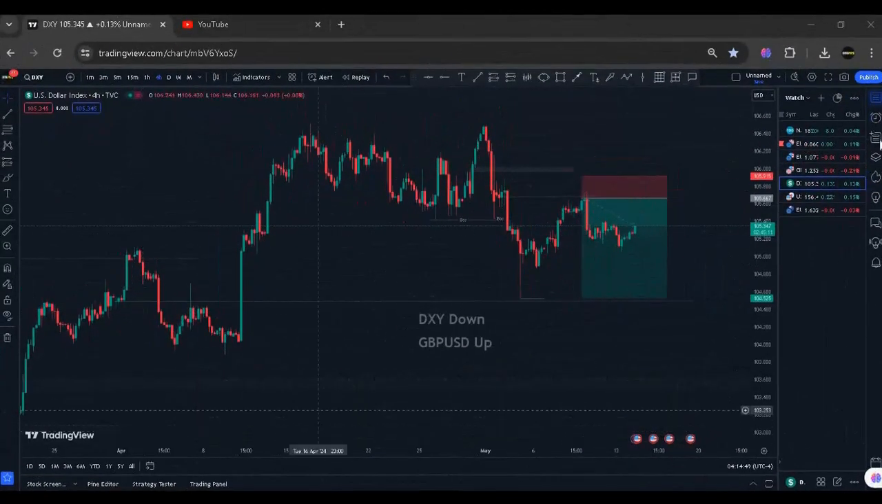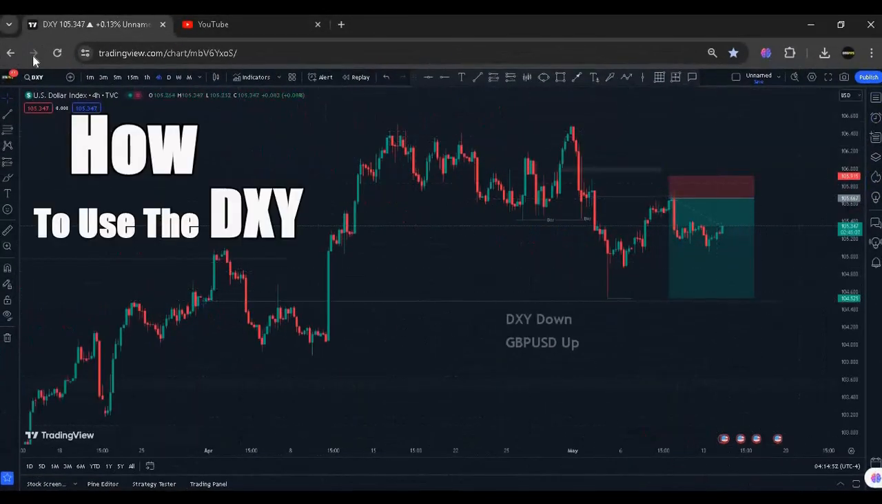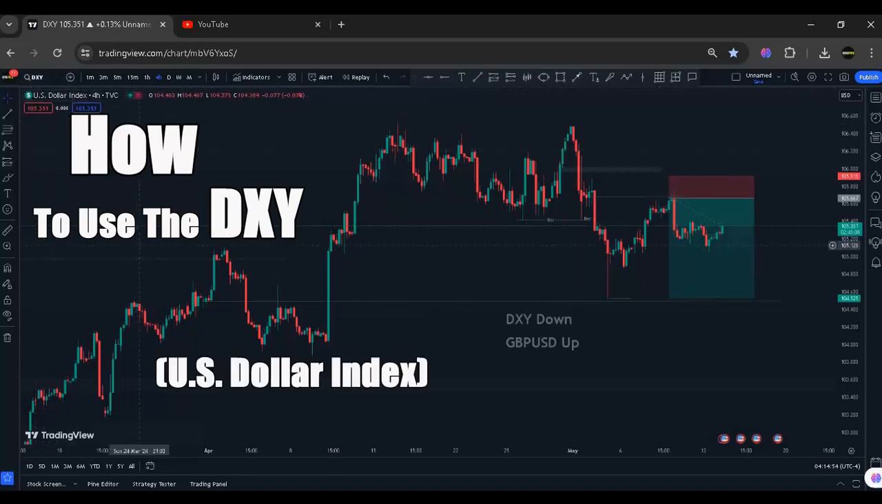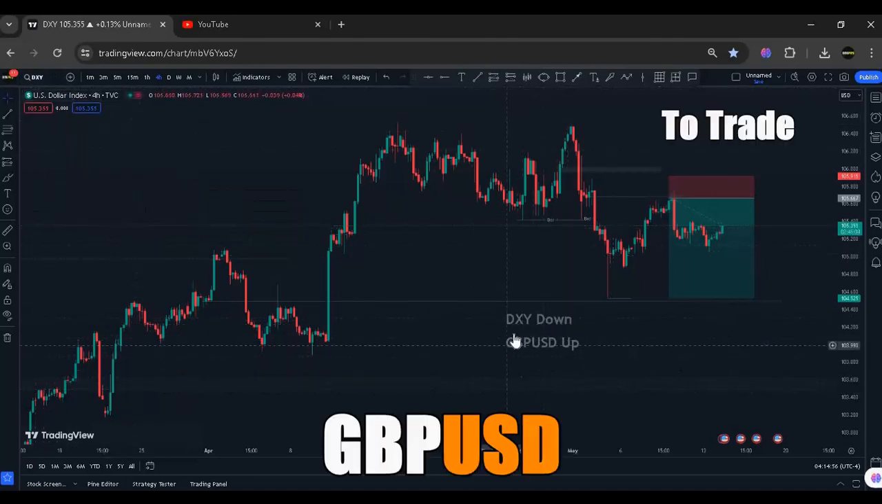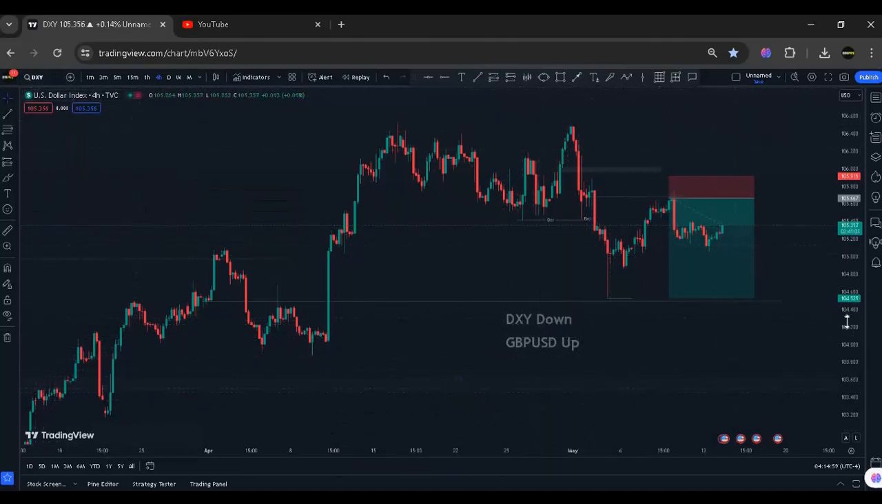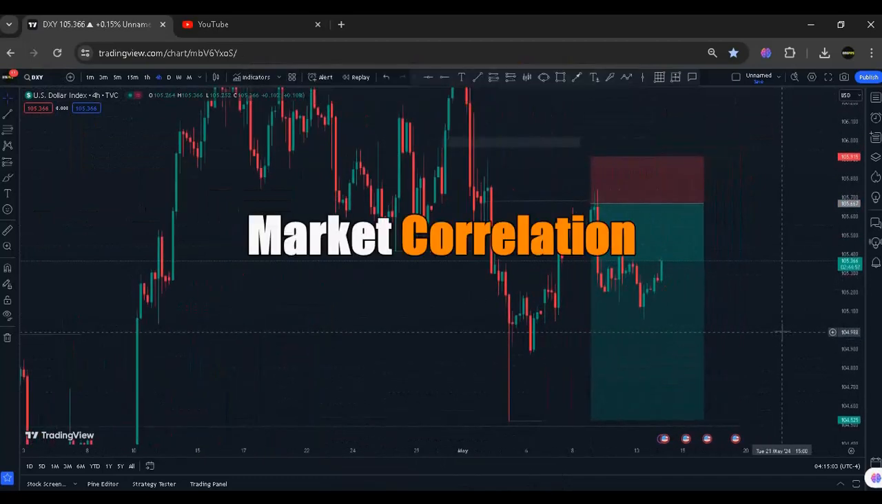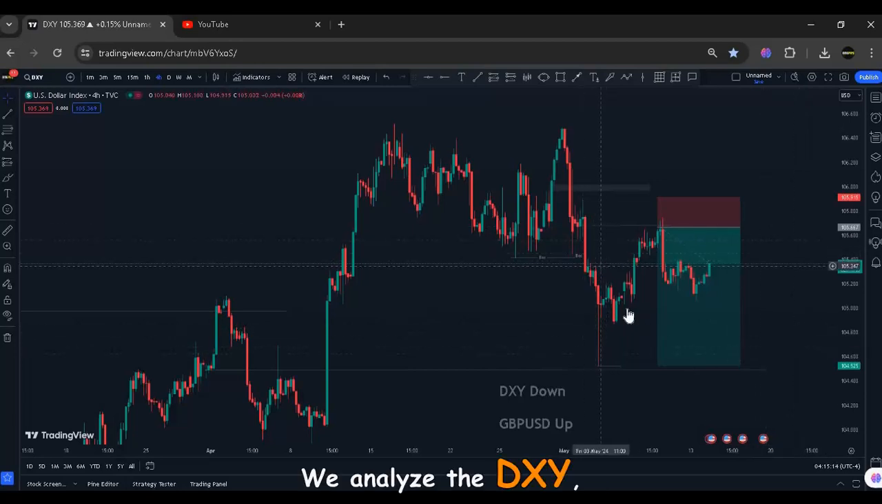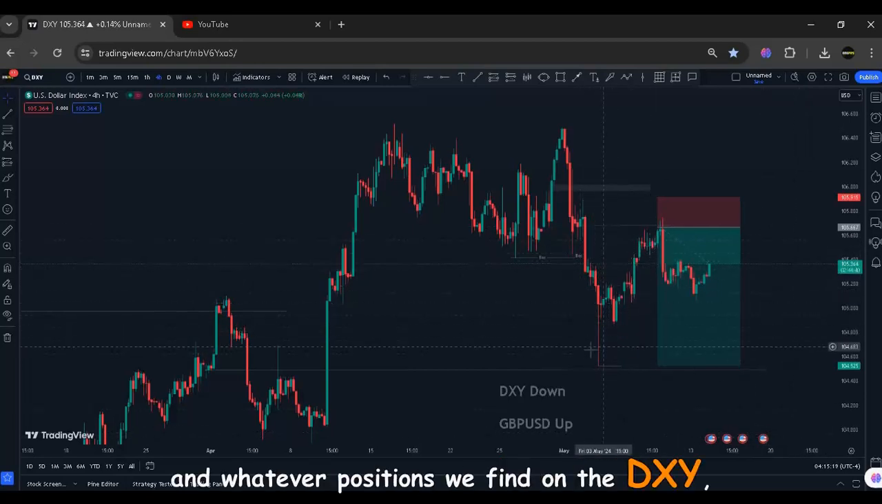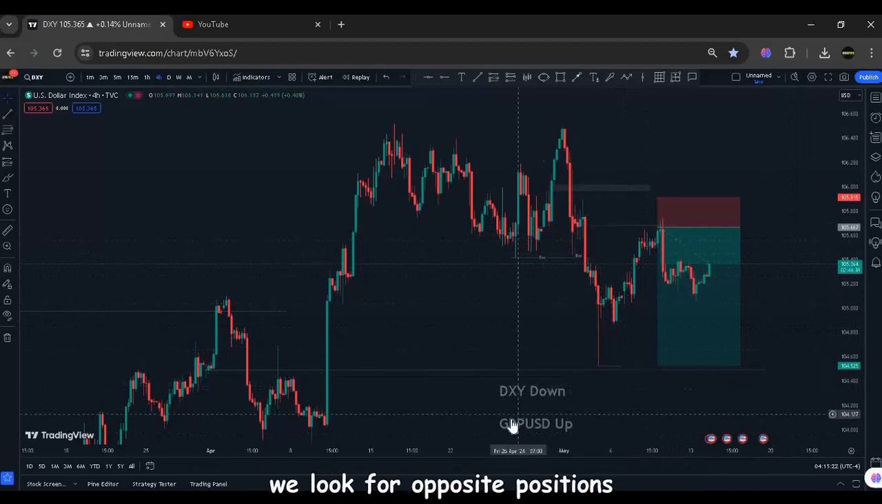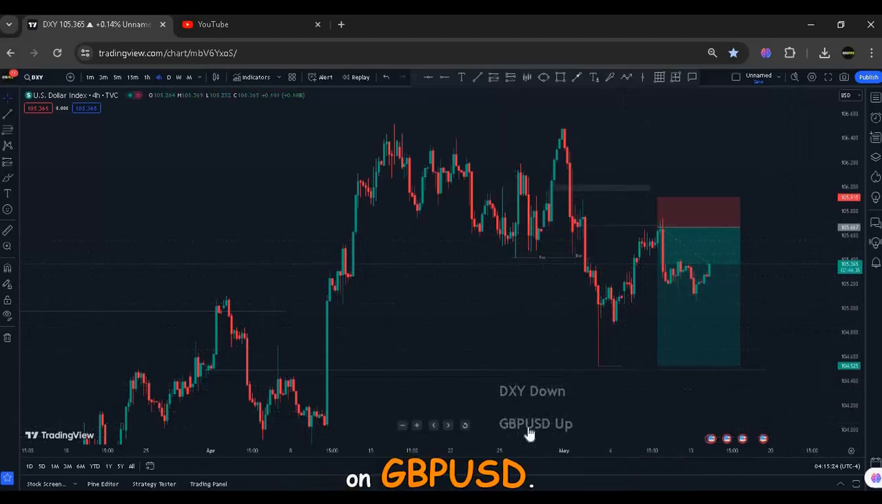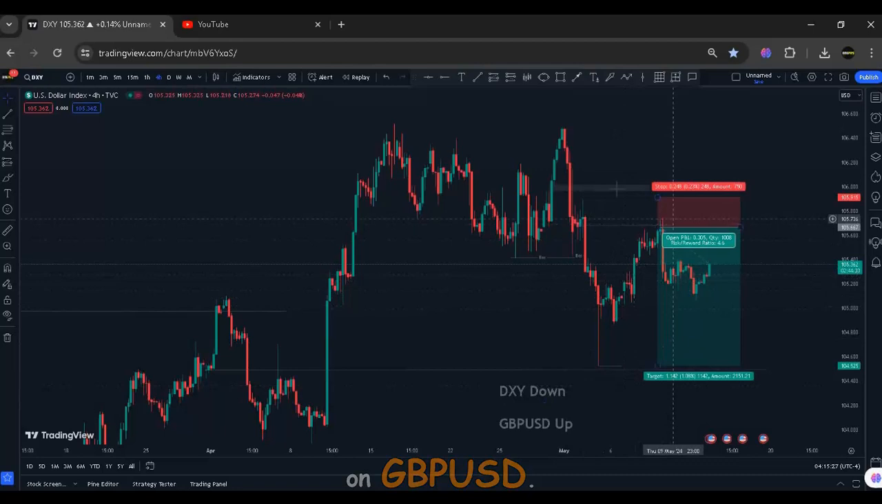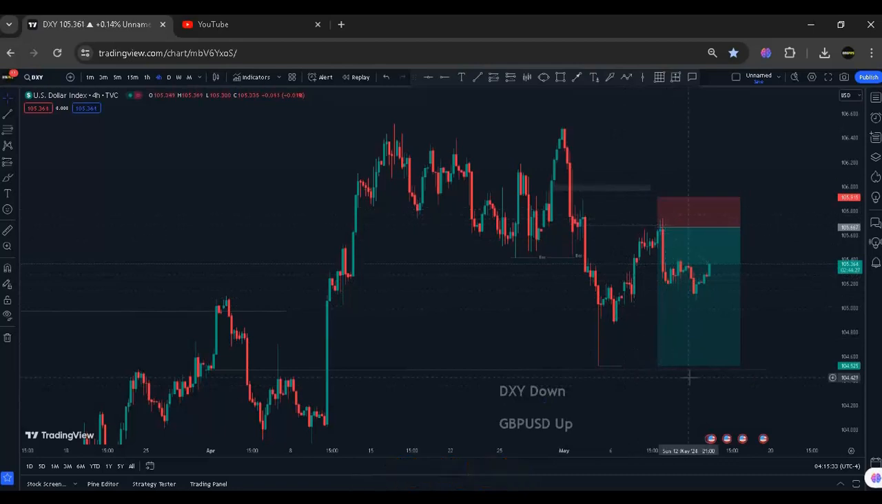Today I'm bringing you guys a video on how to use the DXY dollar index to trade GBPUSD. This method is called market correlation, and basically the concept is that we analyze the DXY, and whatever positions we find on the DXY, we look for opposite positions on GBPUSD. As you can see, I already have a trade that is running on DXY.